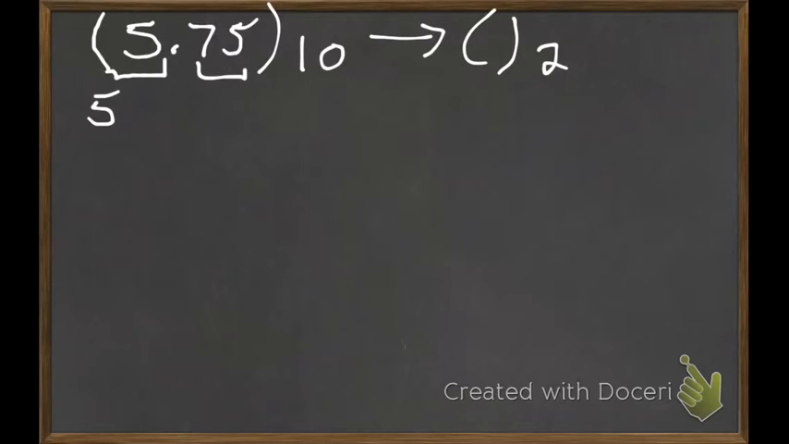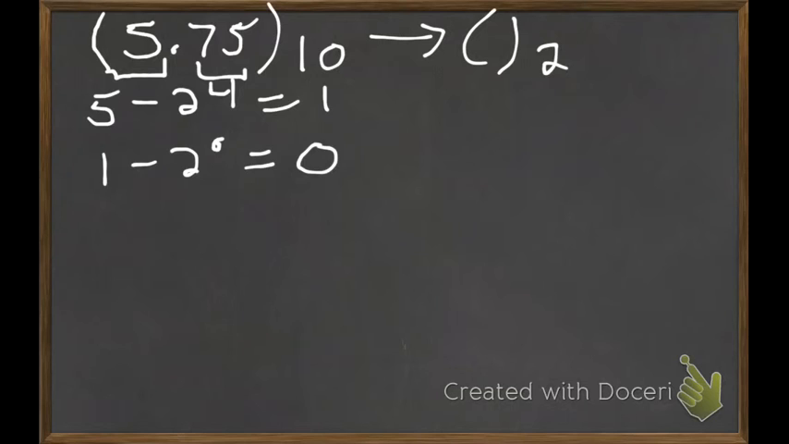You already know you can do 5 minus 2 to the 4, which equals 1. Oh, no, I'm sorry, this is not 2 to the 4, this is 2 to the second. Then 1 minus 2 to the 0 equals 0. So the binary representation for 5 is going to be 1, 0, 1.